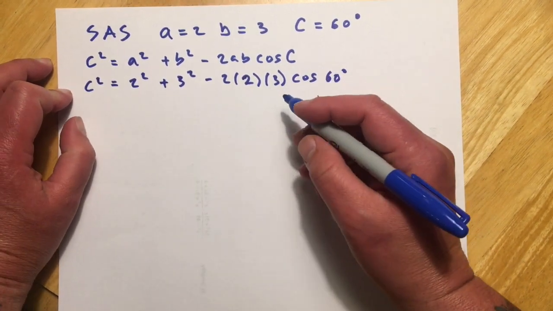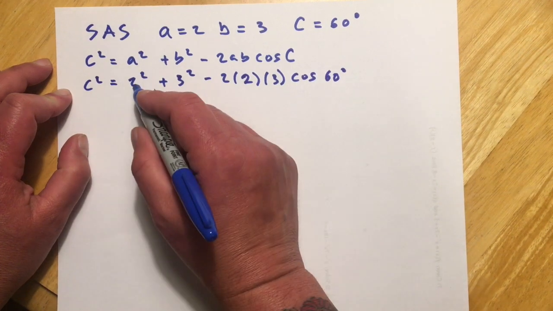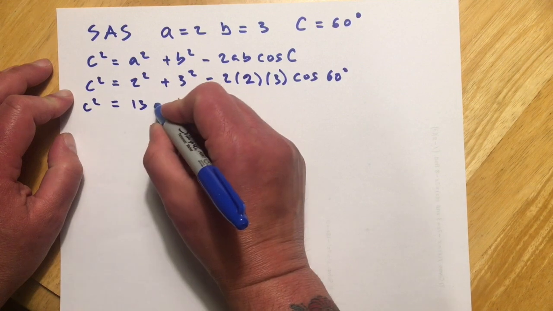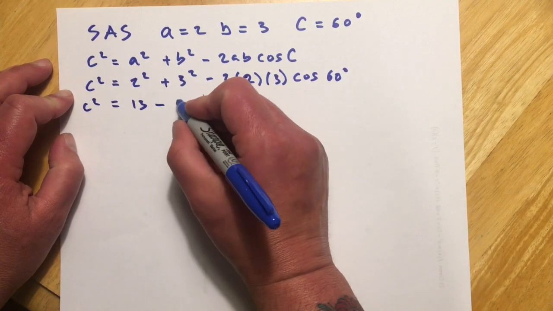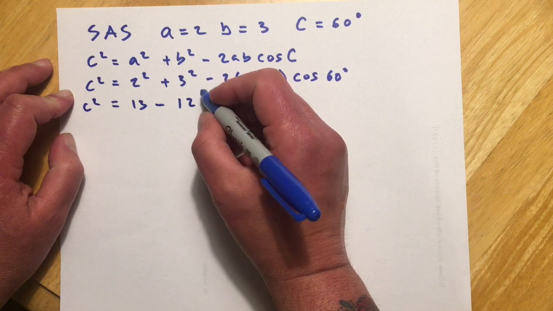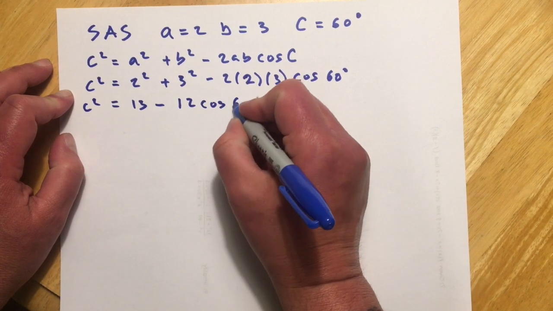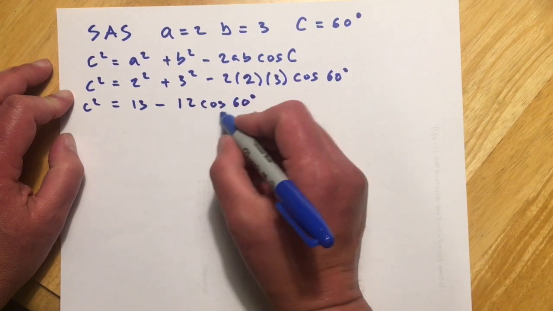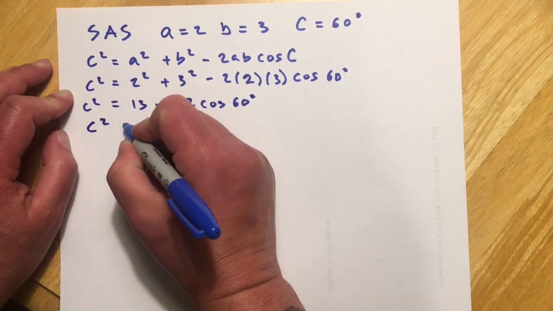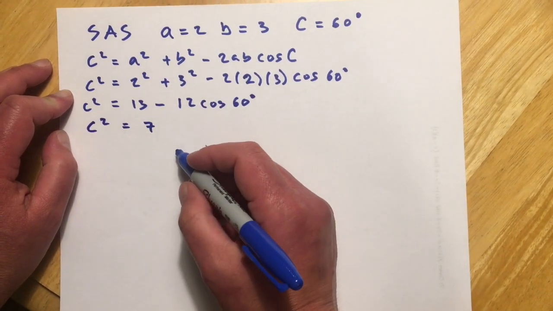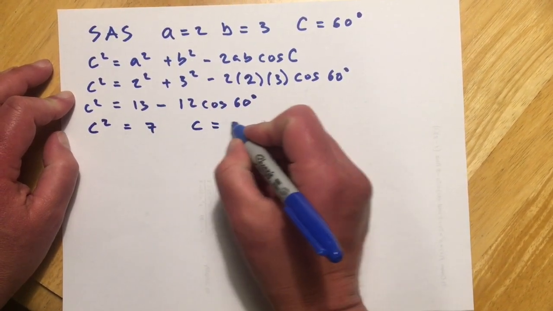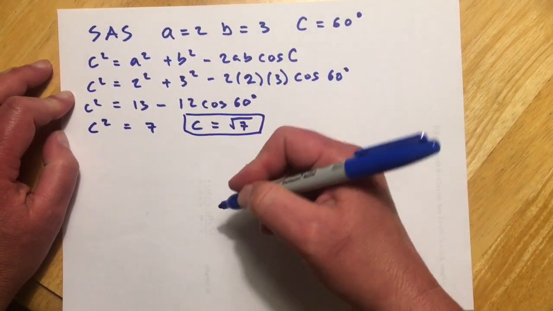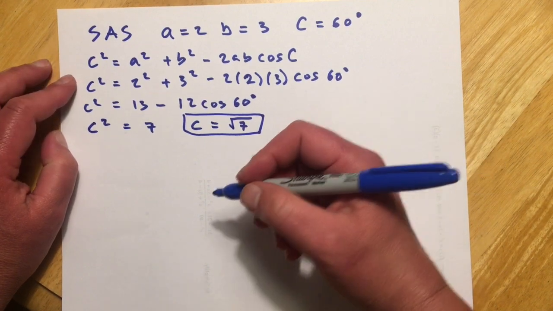And then grind out the math. So this would be 4 and 9 is 13, minus 4 times 3, 12, cosine of 60. I put it in a calculator, but it comes out nice. It comes out to 7. Then root both sides, and c equals root 7. So that got us our third side, and now we need to find the other two angles.